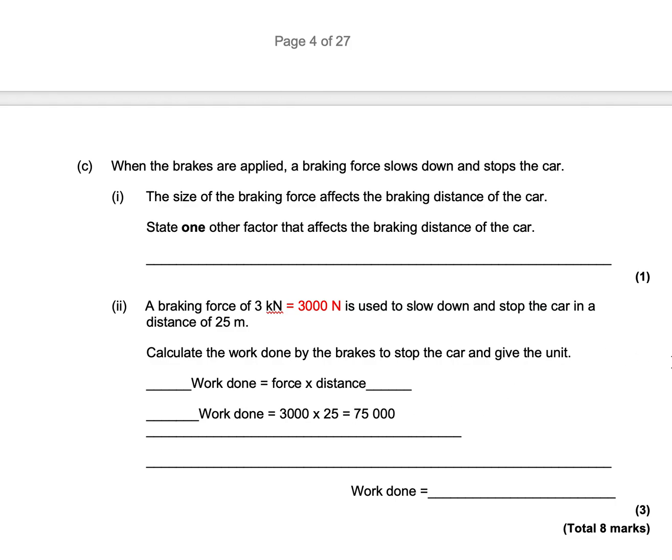Give the unit. Work done means energy transferred, so it's measured in joules, just like energy. You could either write the word joules or write a capital J to stand for joules. I just almost missed off a 0. That's a common way people lose marks, is they don't write down all the zeros. So that's another thing to be checking for at the end of the exam if you've got spare time.